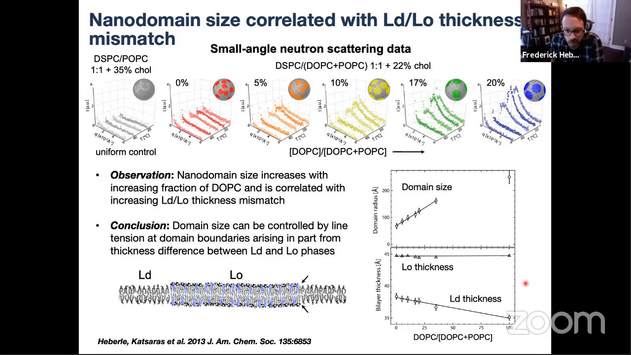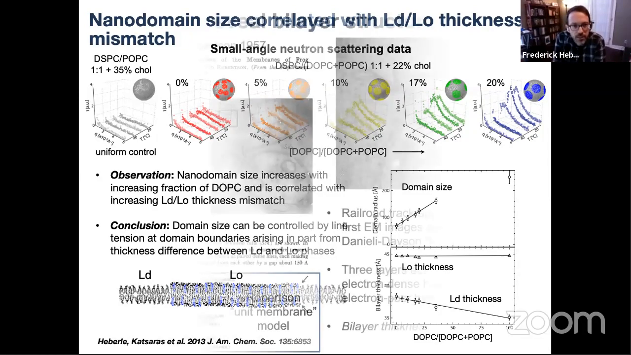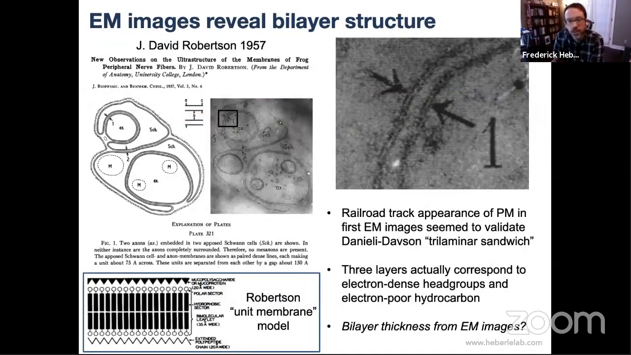But considering what we know about the differences in the physical properties of LD and LO, the idea that this experiment could be done without probes didn't seem all that crazy. So maybe the thickness difference alone would provide enough contrast to distinguish these domains. And the reason is that with EM, you can actually see the layered structure of a membrane.